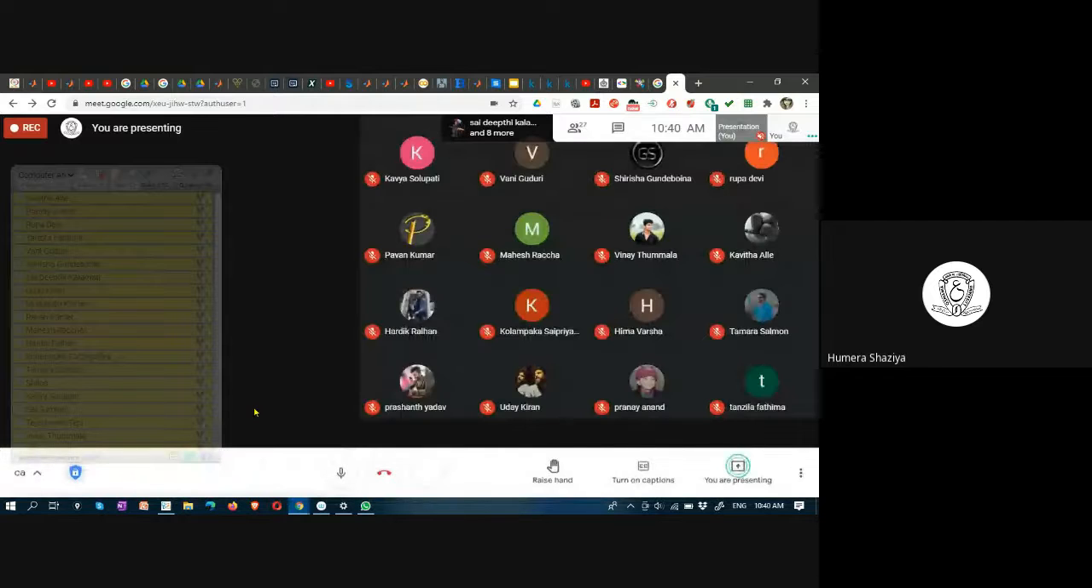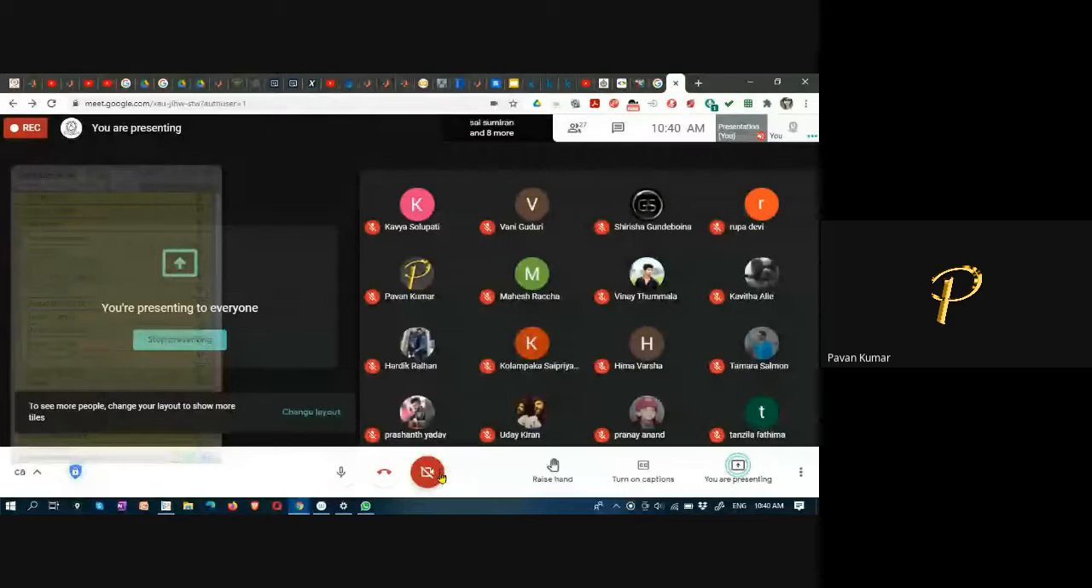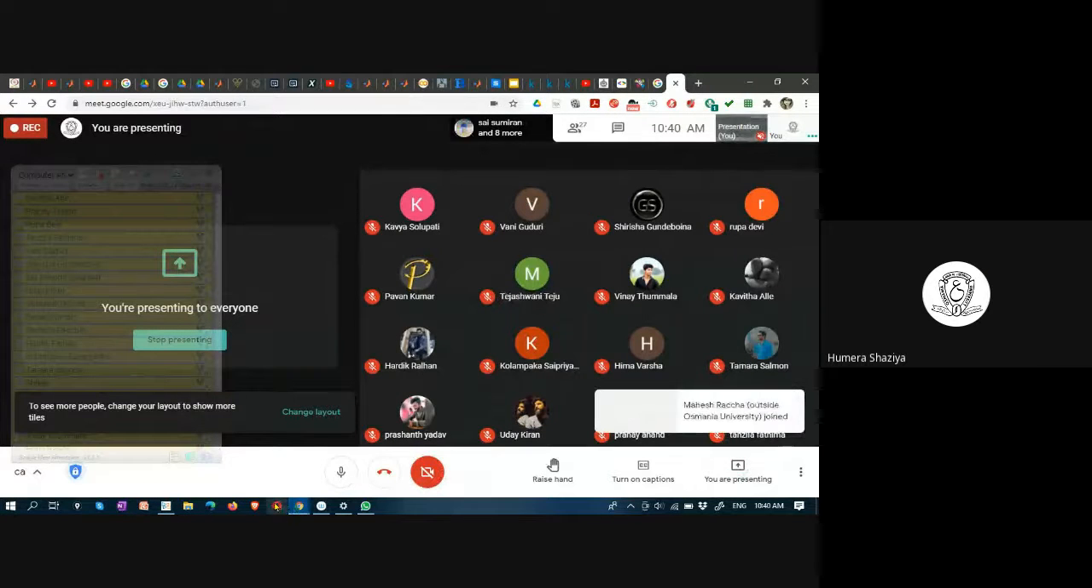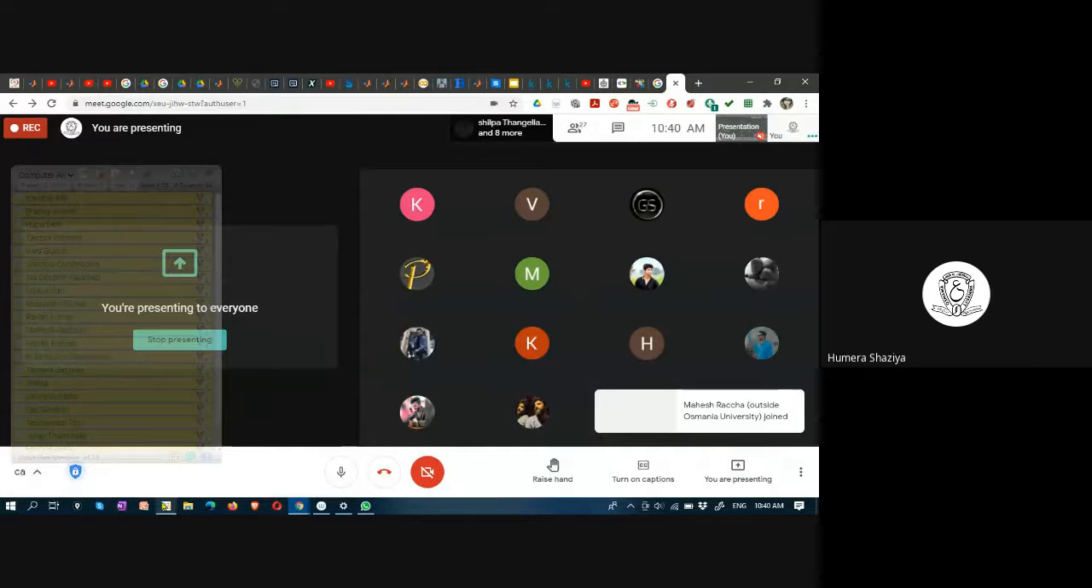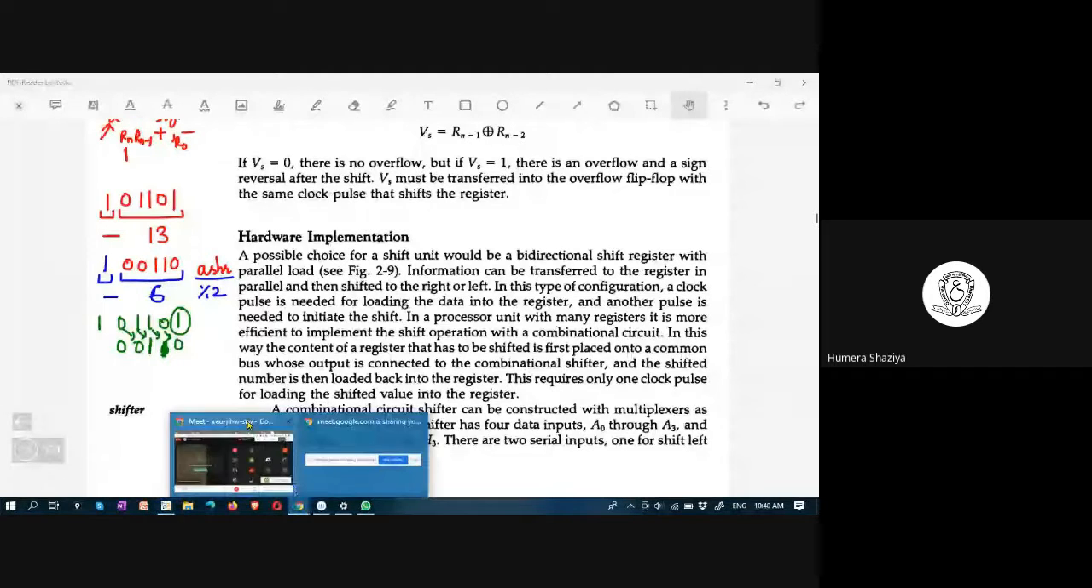Students, am I audible? Yes, ma'am. Okay. So here what is happening? Consider only this number. In this number, you transfer out the right bit and shift the other bits to the right and you transfer 0 here. One minute, students.